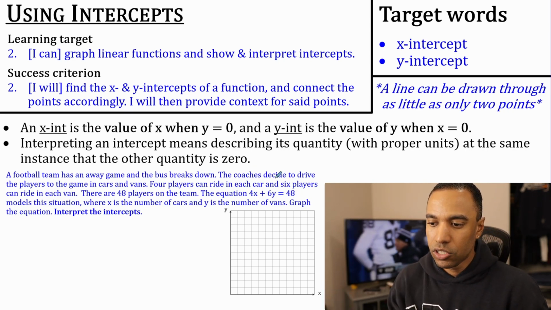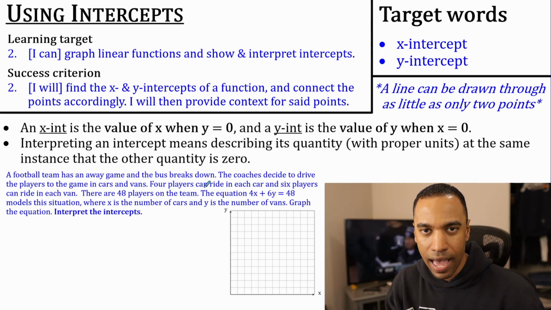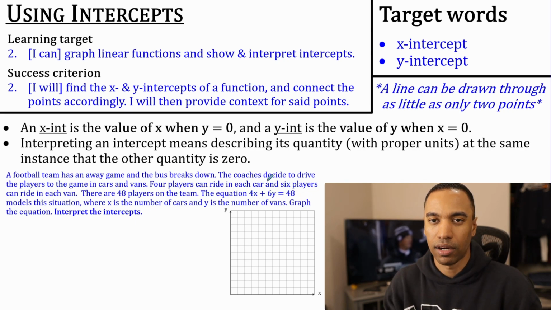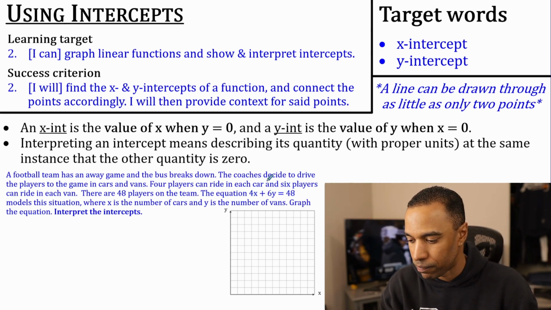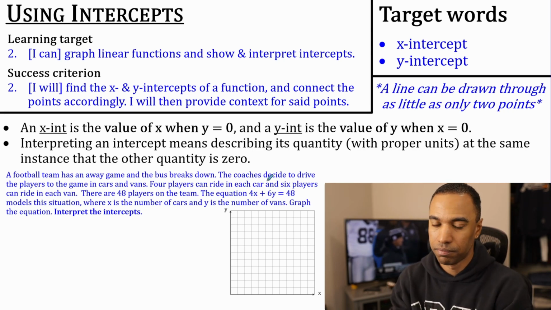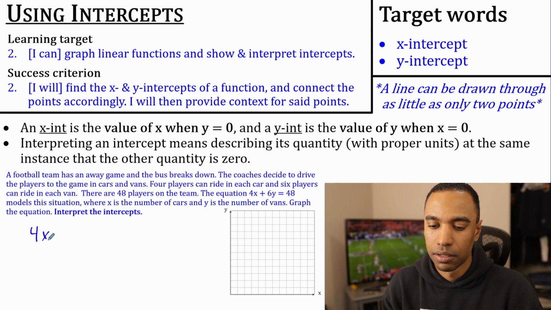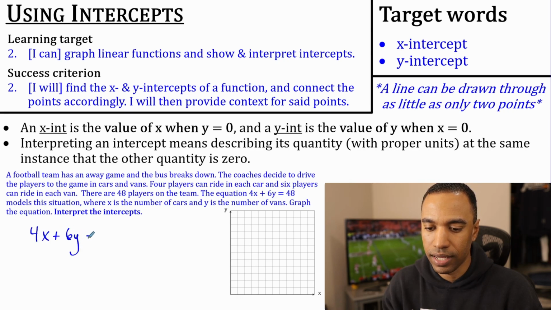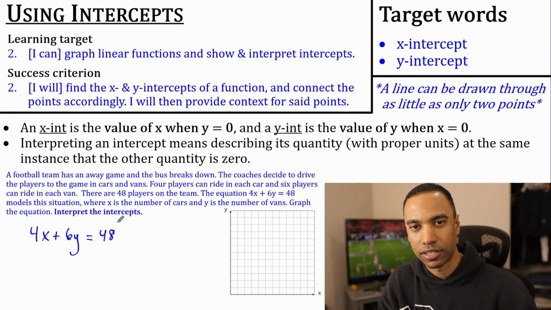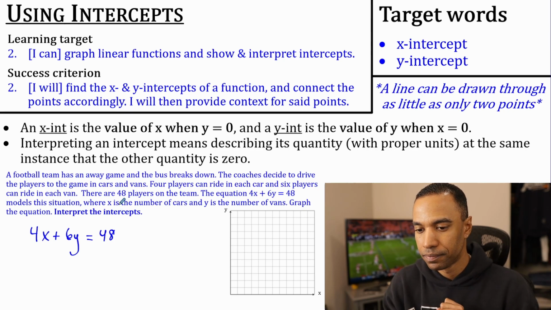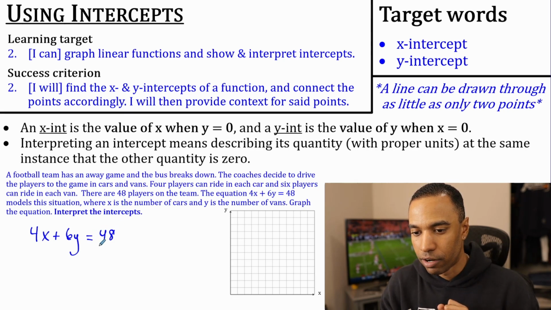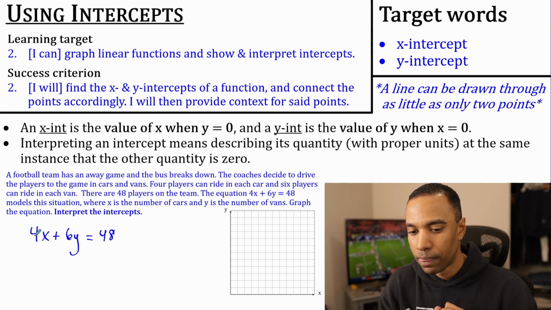Okay, they give you some information here so you know what you're looking at. They give you an equation to help model it and give you peace of mind for ease of use. 4x plus 6y equals 48. Notice that everything here has to do with number of people. There are 48 players total.